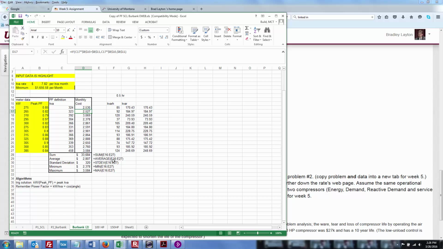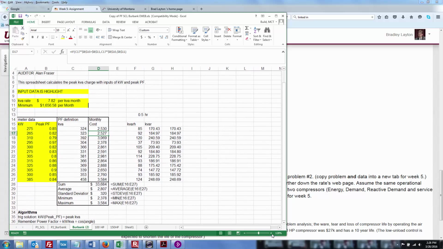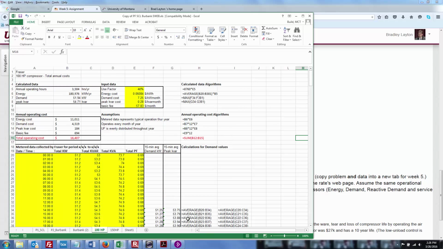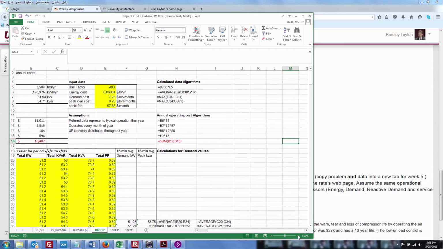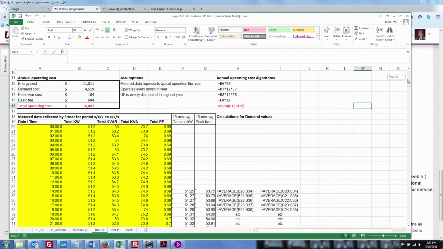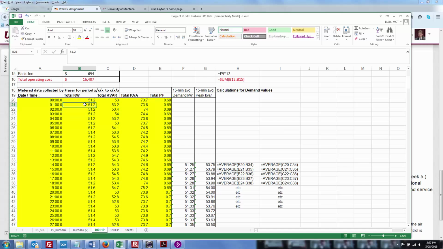Burbank 2. So here's kVAR. Just calculating kVAR now, which is the sine of the arc cosine. I think some of you used trig or the tan before, which is also fine. Here is everything from the 100 horsepower motor. So we're looking at kilowatts used, kVAR, kVA, and power factor for each one. 15-minute average. There's where this is coming from. 15-minute average. Just kind of scrolling down through these.